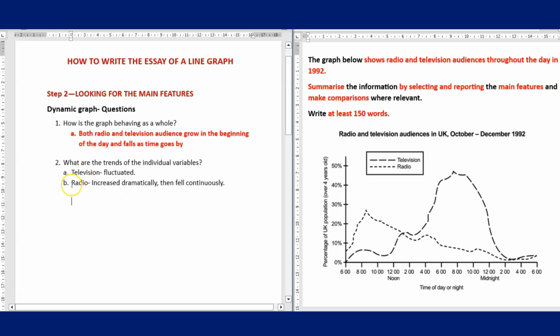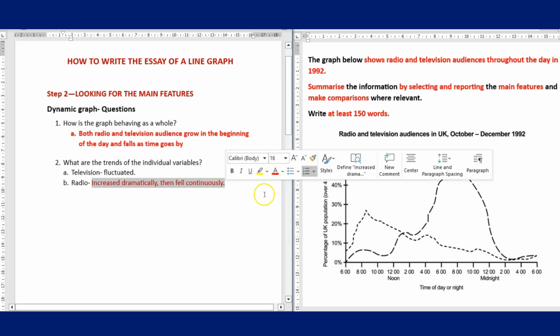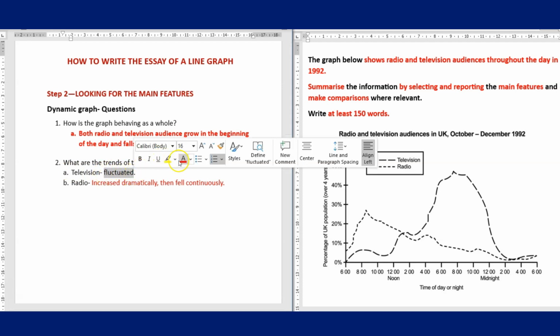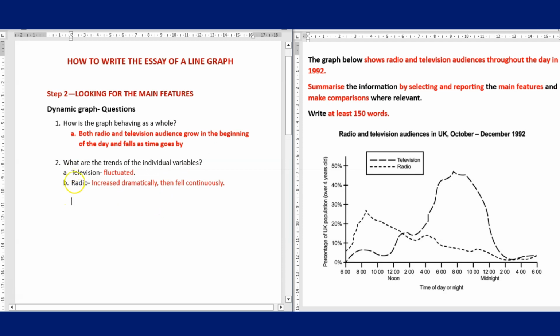But if you take that of the radio, it went up and then came down. So radio increased dramatically and then fell continuously. Television fluctuated and also fell at the end of the day. So television fluctuated, but radio increased dramatically and then fell continuously. Then that is all. So let's go to the next question.